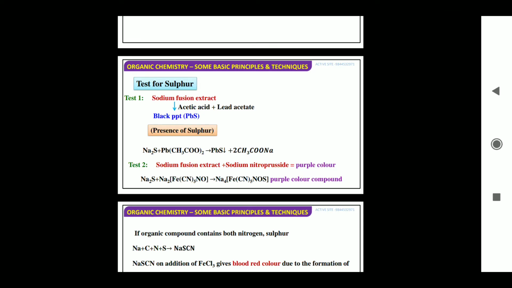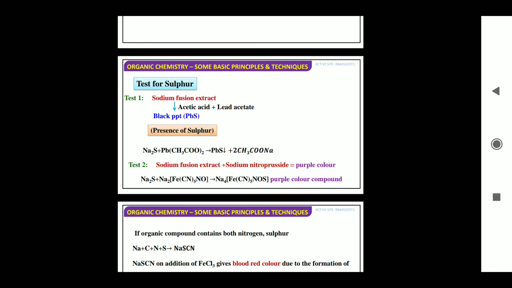So the test for the sulfur is the sodium fusion extract, in which lead acetate and acetic acid have been used and result in the formation of lead sulfide, PbS. So presence of sulfur can be detected through this, which results in the formation of a black precipitate. So Na2S reacts with lead acetate, results in the formation of PbS, which is a black precipitate, and sodium acetate will be the byproduct.